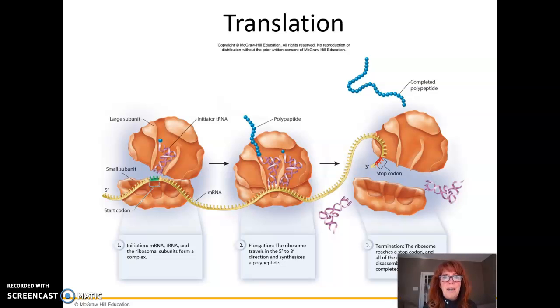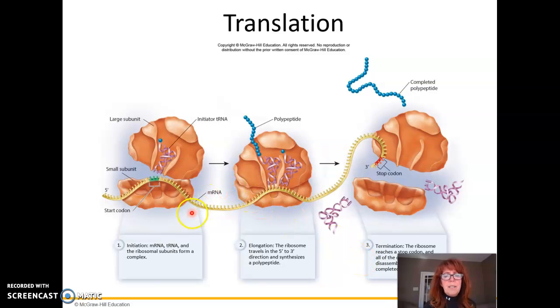Lecture 4 in Gene Expression. We discussed the players involved in translation, and now we're going to take a look at the process. Similar to transcription, we have 3 stages. One is initiation, elongation, and then termination.